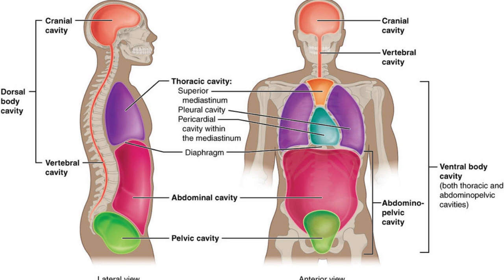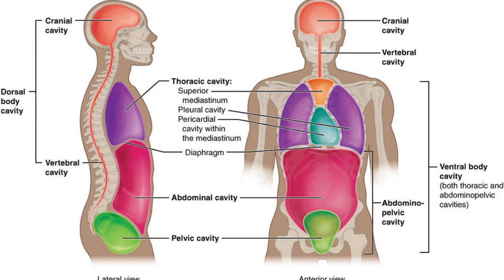Ventral cavity houses the internal organs, the viscera, and is divided into two subdivisions, the thoracic and abdominopelvic cavities. Thoracic cavity is subdivided into the pleural cavities, the mediastinum, and the pericardial cavity. Pleural cavities each house a lung. The mediastinum contains the pericardial cavity and surrounds the remaining thoracic organs. Pericardial cavity encloses the heart.